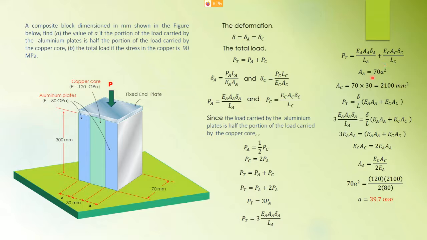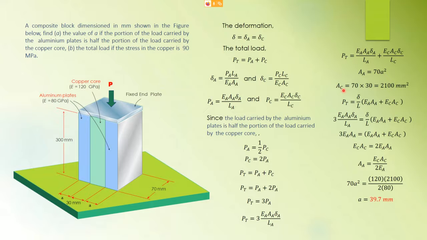Can you see? And then we know that area is equal to 70A squared. How did you get this area equal to 70A squared? So aluminium area. So 70 times A. Okay, 70 times A, the area of aluminium. Why is this square?